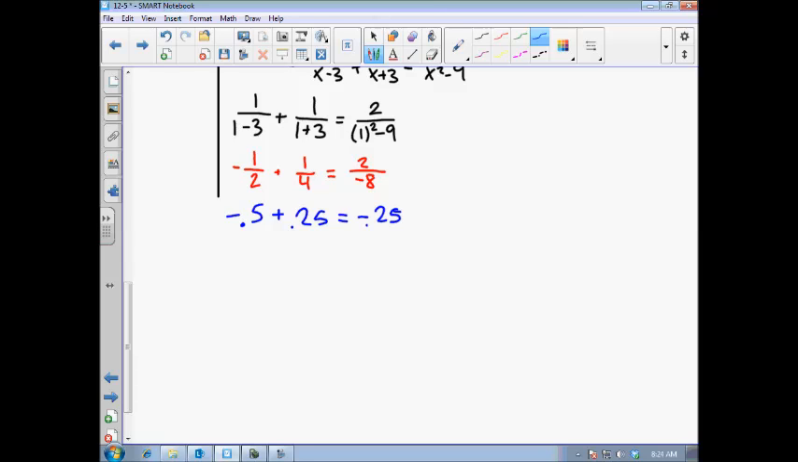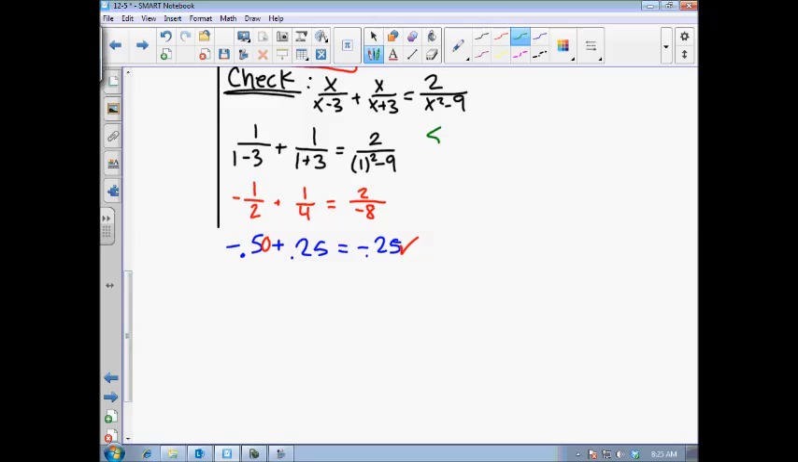Okay, so are these sides actually equal? Negative 0.5, which is the same as negative 0.50, plus 0.25, is that equal to negative 0.25? Yes. Negative 50 cents plus a quarter, is that negative 25 cents? Yeah, so that's good.